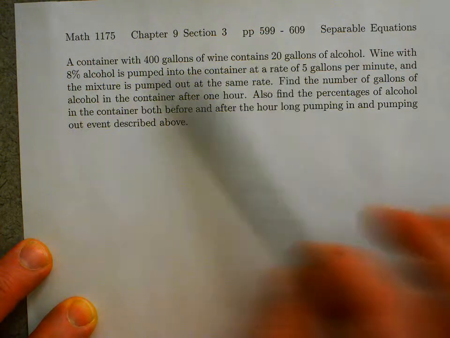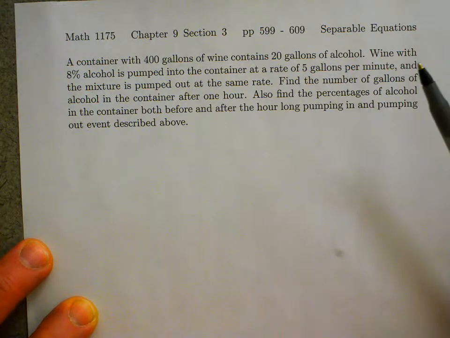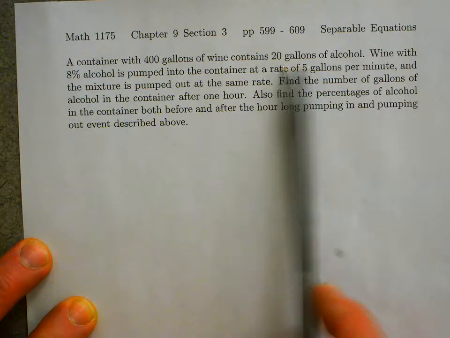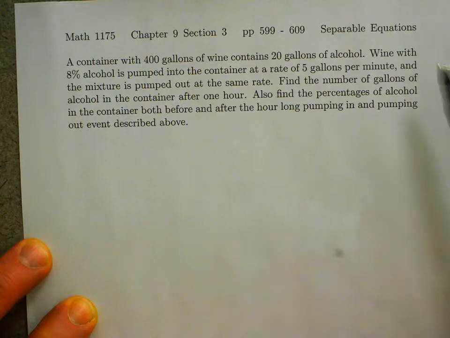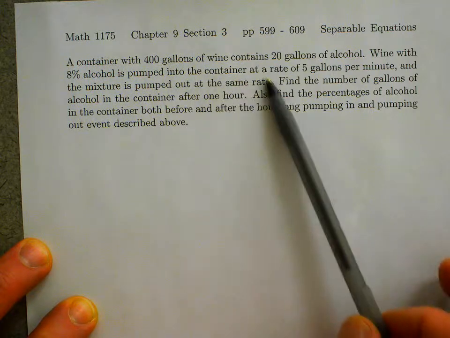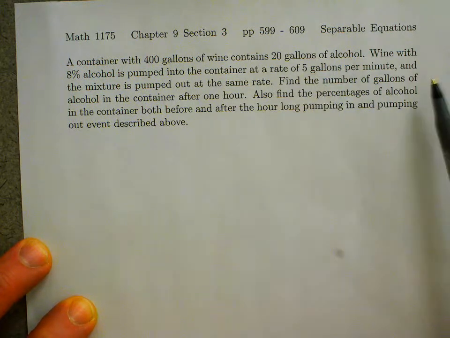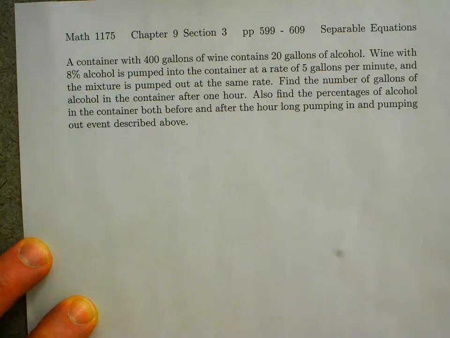Yes, so we're focusing on the number of gallons of alcohol that are in the 400 gallons. And we're starting out with 20 gallons of alcohol in the 400 gallons of wine. And then wine that is 8% alcohol is pumped into the container at 5 gallons per minute. And then we're assuming that it's thoroughly mixed and then pumped out at the same rate of 5 gallons per minute.